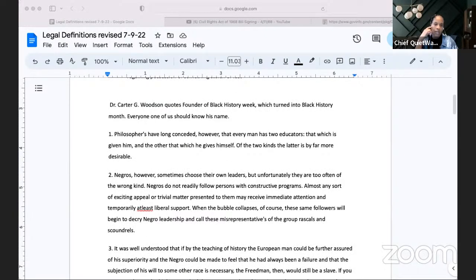Philosophers have long conceded, however, that every man has 2 educators, that which is given him, and the other that which he gives himself. Of the 2 kinds, the latter is by far more desirable. I just think that's something that we have to continue to remind ourselves, that we can't continue to just be fed information and given information without us actually reading and self-educating ourselves, finding the information that we need to move us and push us forward as a people.